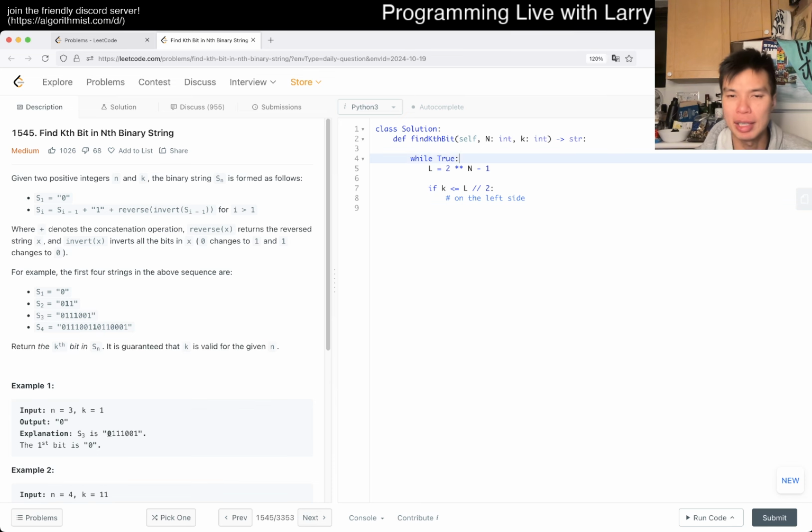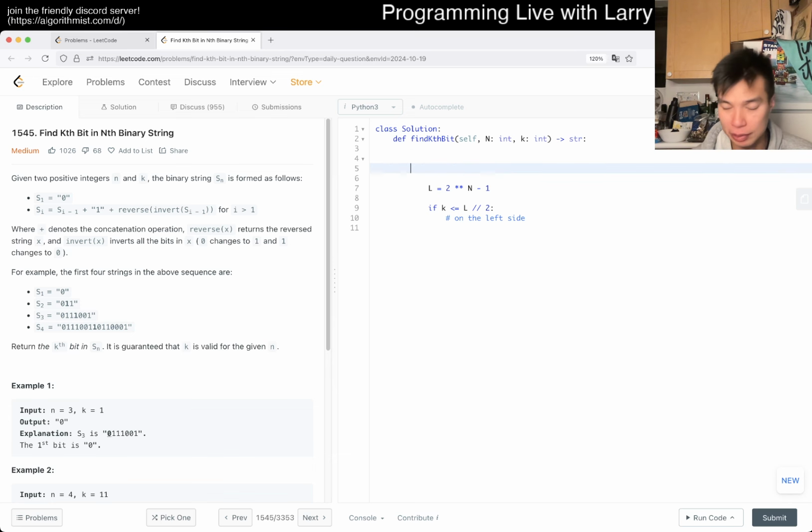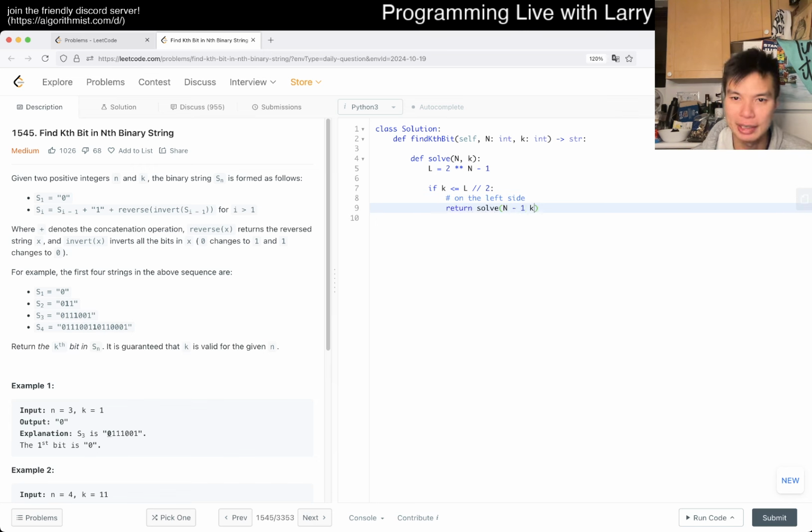Oh yeah, maybe I'll just do it recursively. That's what I meant to do. That's why I said some problems. But yeah, maybe I'll have a solve for some n and k, right? And then on the left side, we can just return solve of n minus 1, k, because on the left side, it's going to be the same as the S sub n minus 1.